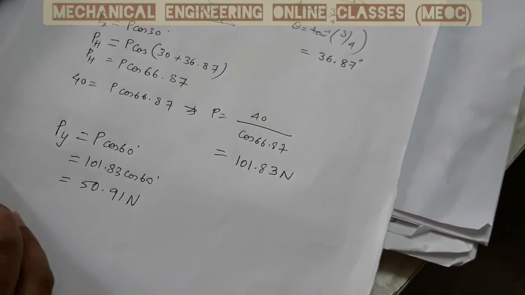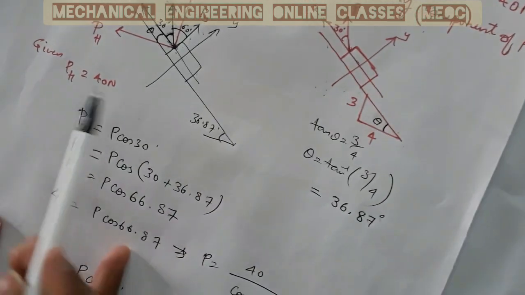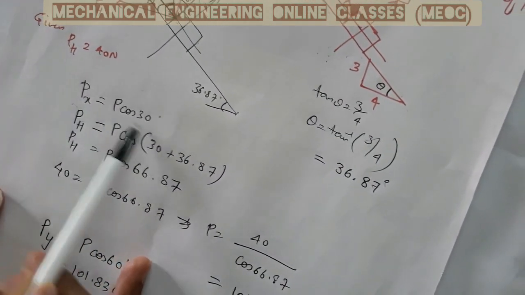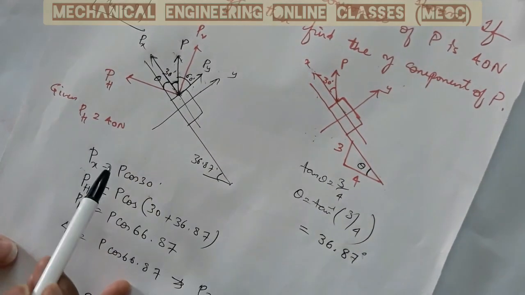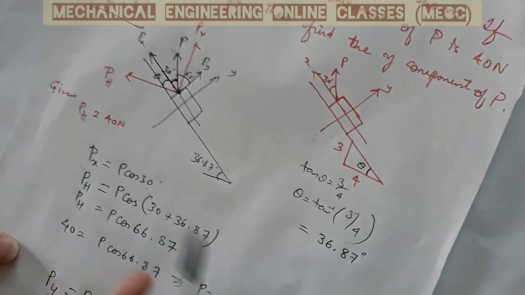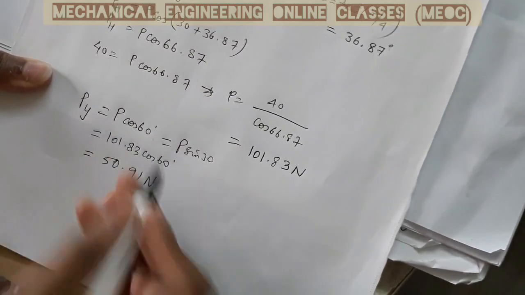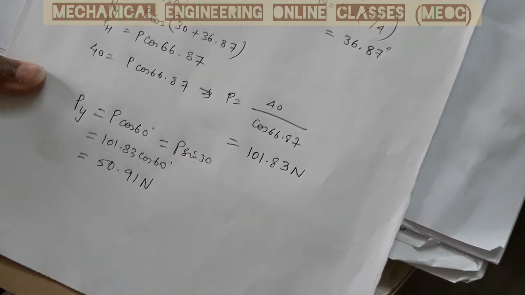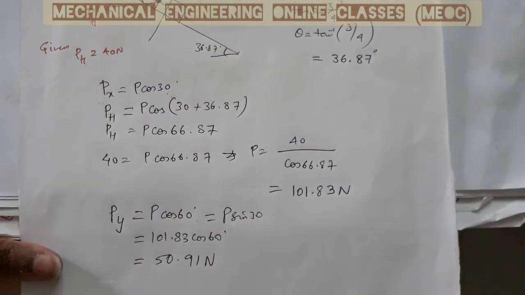Newton. Or otherwise, rather than again finding this angle and finding PY as P cos 60, because x and y are perpendicular to each other, we have already written PX as P cos 30. So PY, being perpendicular to PX, will be P sin 30. P sin 30 is nothing but P cos 60, so you get the same answer. This is how we solve the problem.